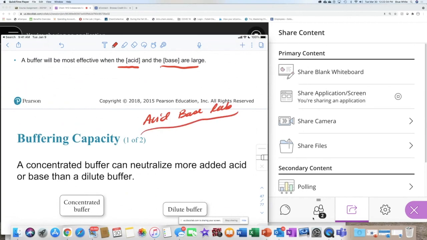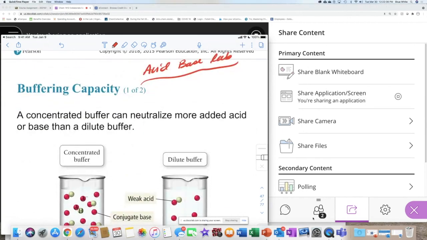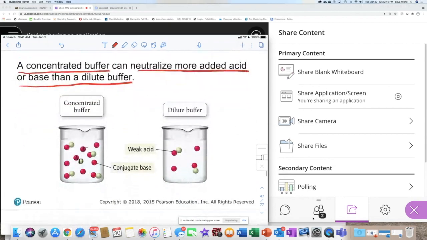There was a picture similar to this in chapter 16 that talked about the acid and the base. But it's saying here, a concentrated buffer can neutralize more added acid or base. So we're kind of saying the same thing over and over again. A concentrated buffer works longer, and a dilute buffer doesn't work as long. It's not really a time issue. It's just the chemicals ran out.